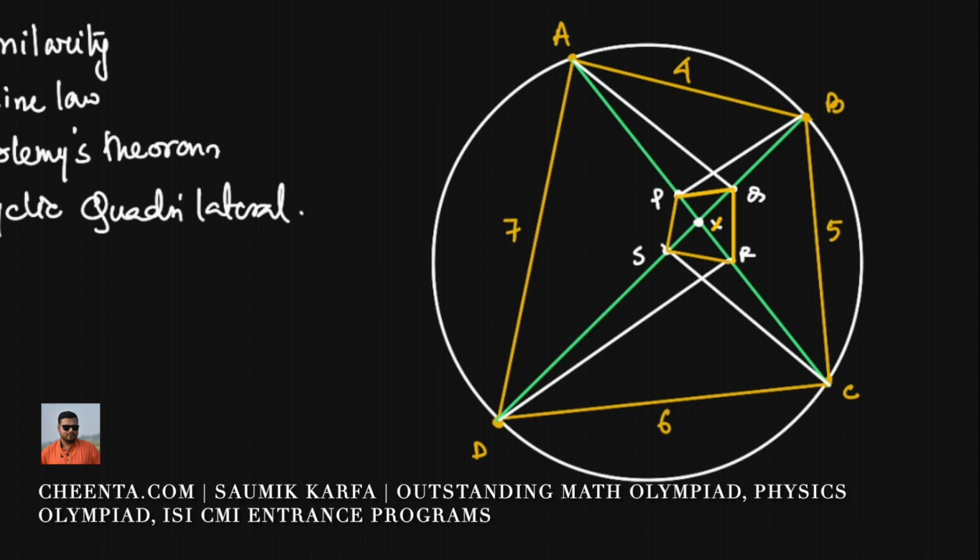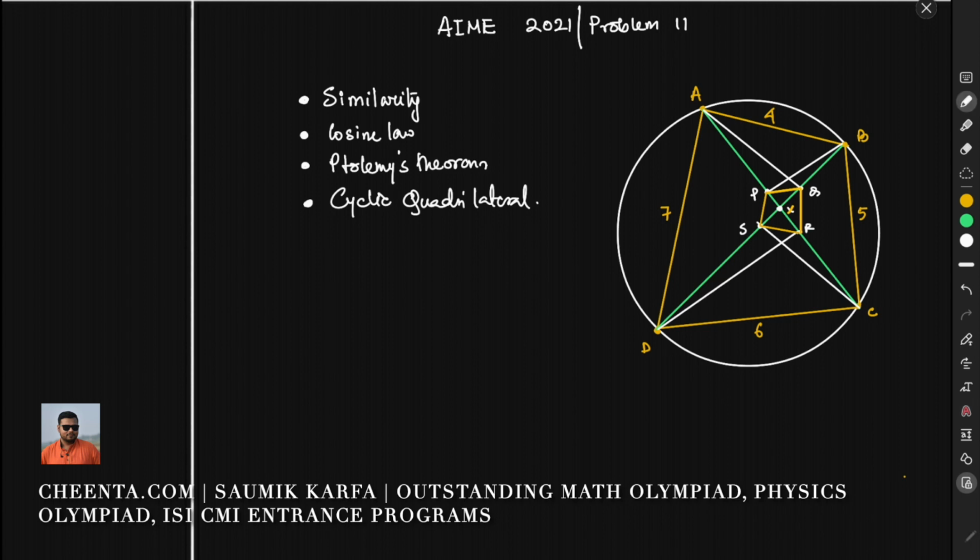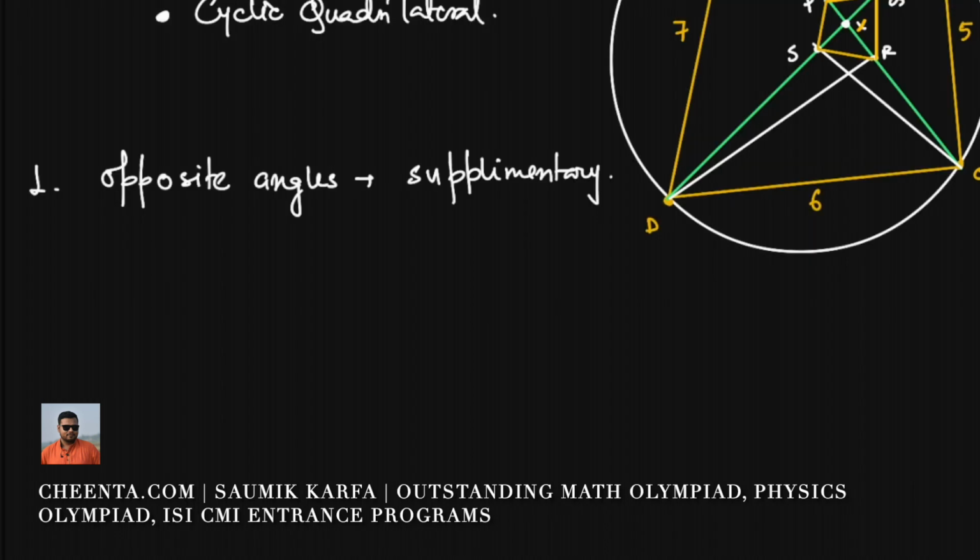If you cannot identify them, let us review some of the properties of cyclic quadrilaterals. I think after that you will be able to identify the cyclic quadrilaterals which are present in the diagram. The first thing is that opposite angles in a cyclic quadrilateral are supplementary. That means the sum of the opposite angles is equal to 180 degrees in a cyclic quadrilateral. Okay, that's the first thing.